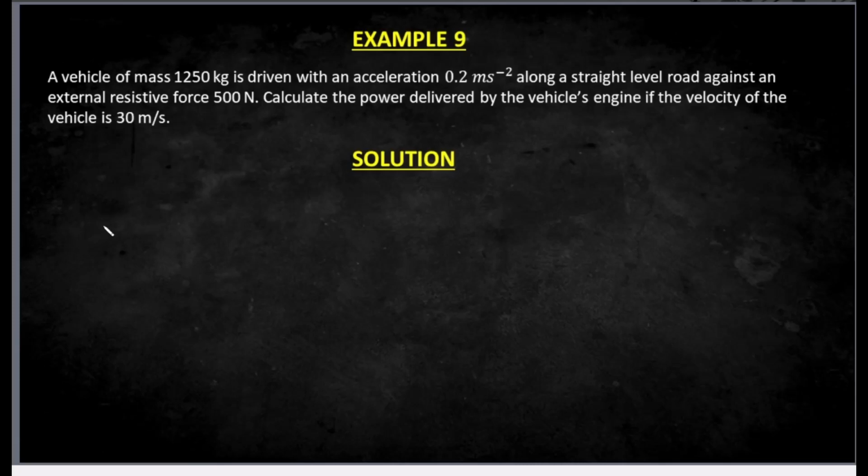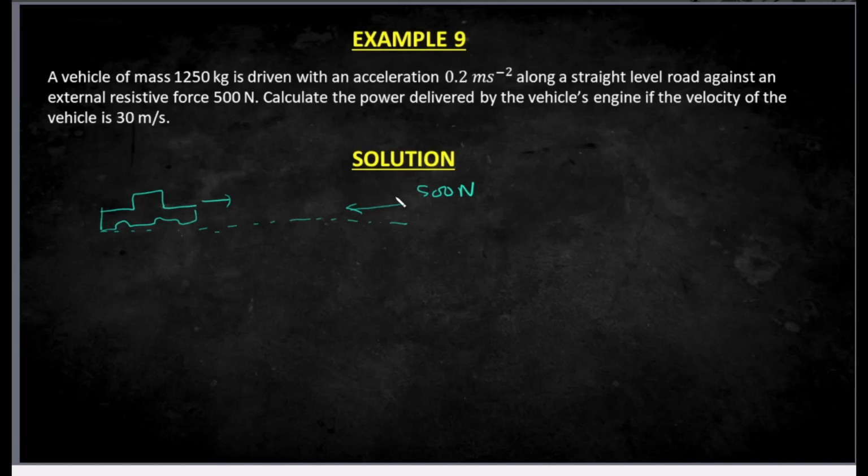So you see, in this problem, you have a vehicle that is moving forward along the road, but it is being held back due to breezes and other things like bad roads. Another force is coming against it, maybe like the breeze, and that force is 500 Newton. So we have this force of 500.